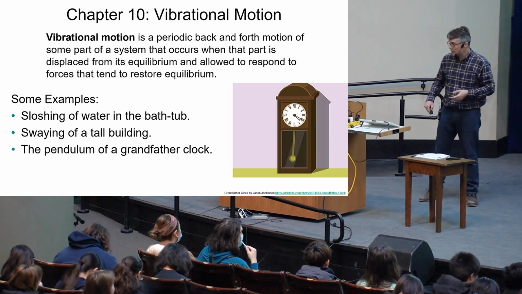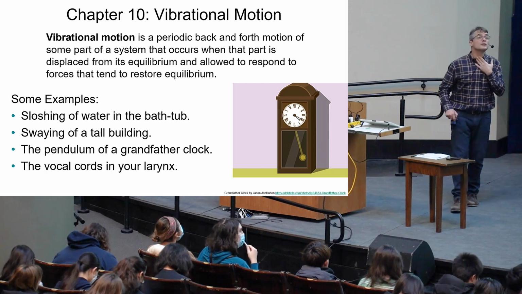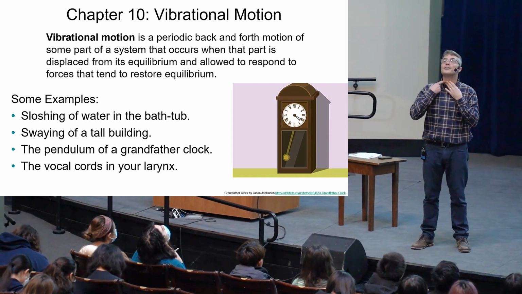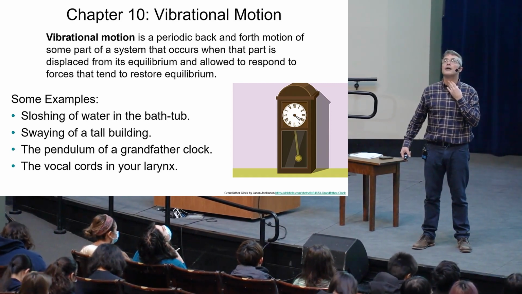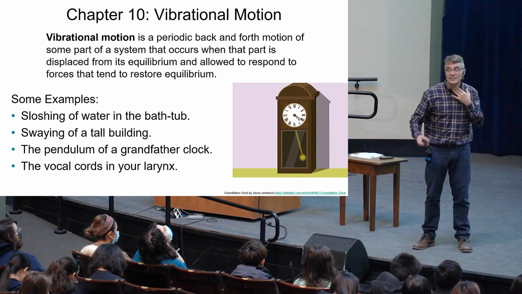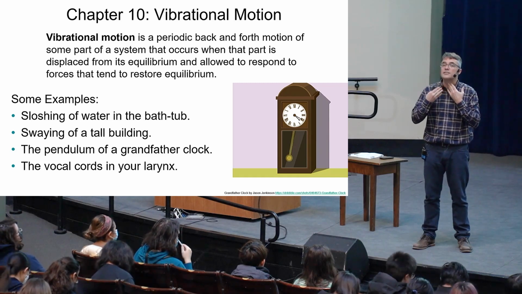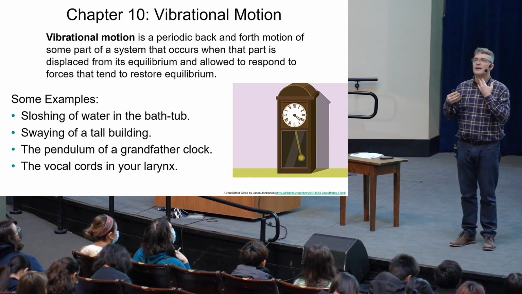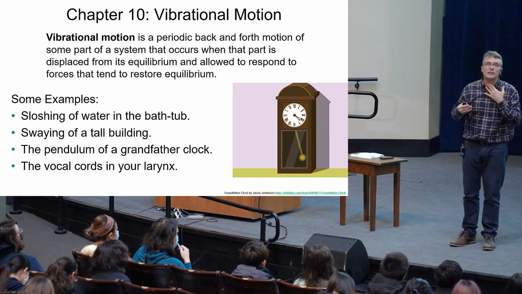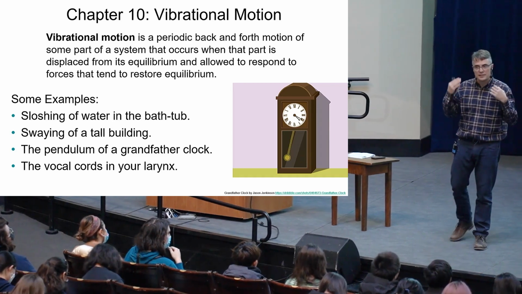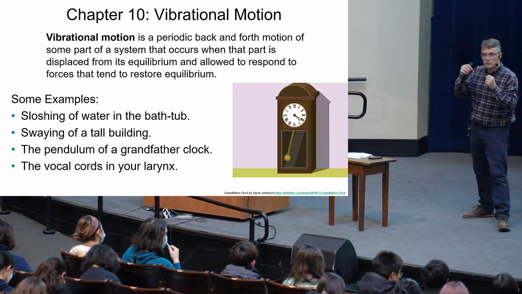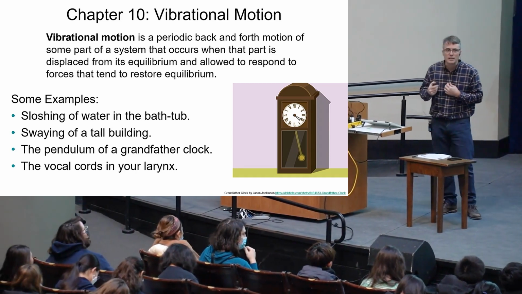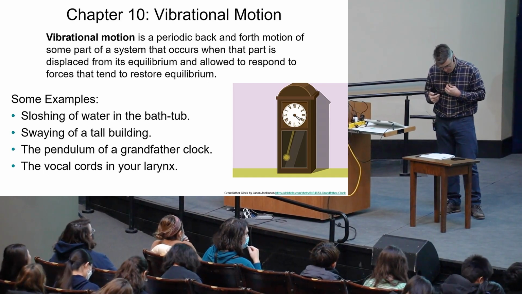The pendulum of a grandfather clock, like this little animation. The vocal cords in your larynx: if you actually hold your finger to your throat and go, you feel a little vibration. And that is one of these oscillations. Let's do it together. 1, 2, 3. You feel a little vibration there? That's what's actually creating the sound: there are vocal cords inside there, and when the air passes over them, they're vibrating. So vibrations are all over the place, and it's really important in physics to describe them.